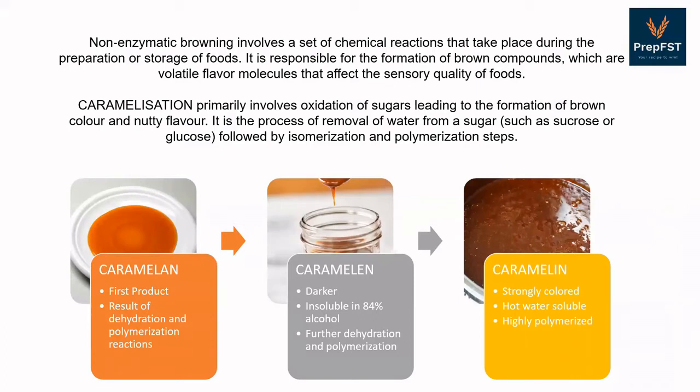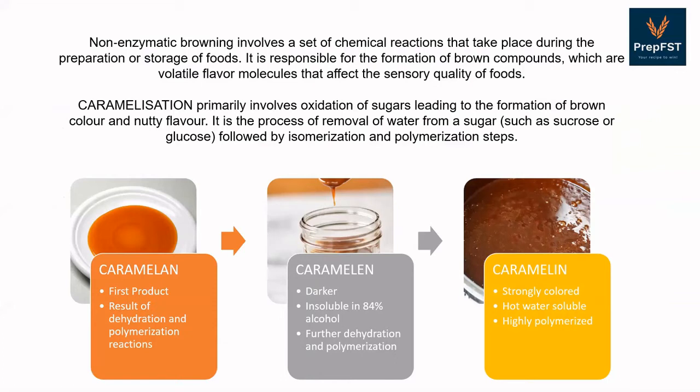quality of foods. Talking about caramelization, it primarily involves oxidation of sugars leading to the formation of brown color and the characteristic nutty flavor. Now, the process involves removal of water, that is dehydration, followed by isomerization and the polymerization steps. Talking about the stages in the caramelization reaction.